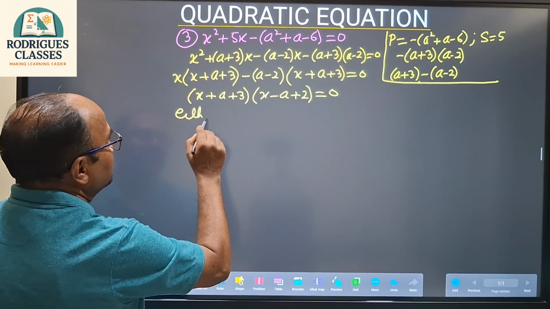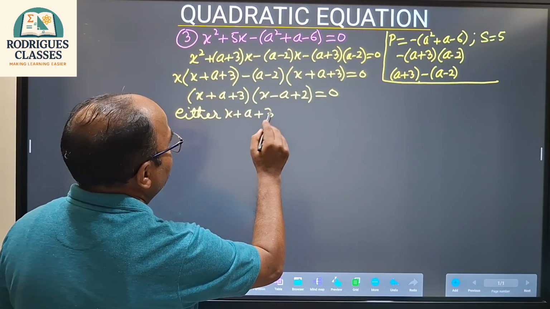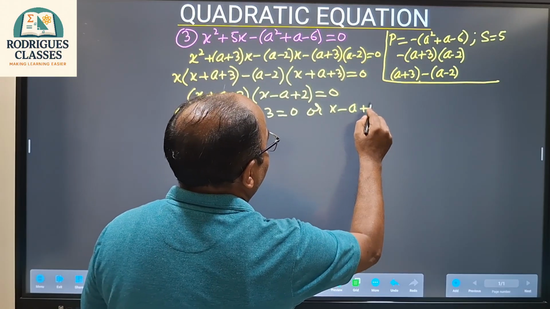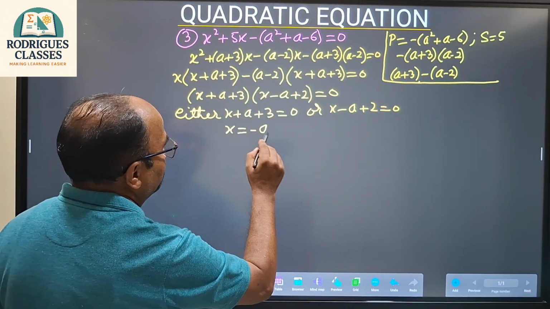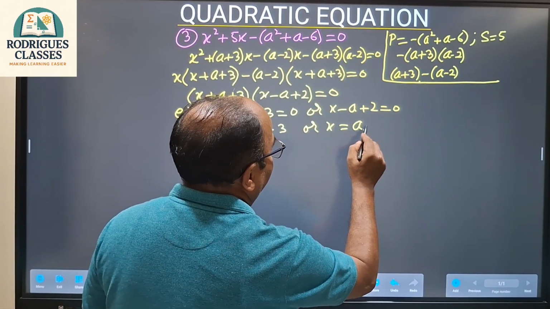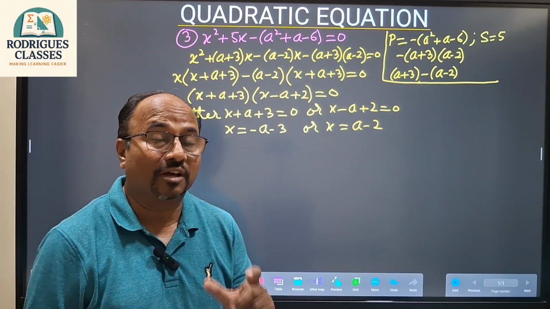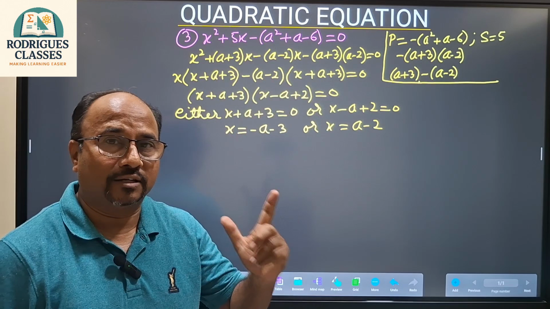So now the task is easier. Either x plus a plus 3 equals 0 or x minus a plus 2 equals 0. So I get x equals minus a minus 3 or x equals a minus 2. So this is your solution. This sum is a little bit different. Try to get sums like this and practice them.